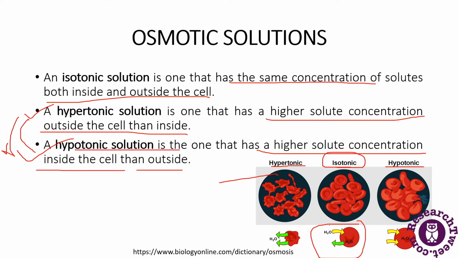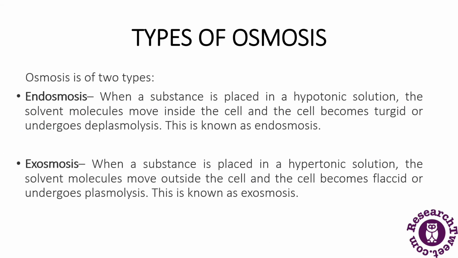The cells will swell in this case. So this was about the types of osmotic solutions. Next we will be discussing the types of osmosis. There are two types of osmosis which we will be discussing. First is endoosmosis and exoosmosis. So what is happening in endoosmosis?